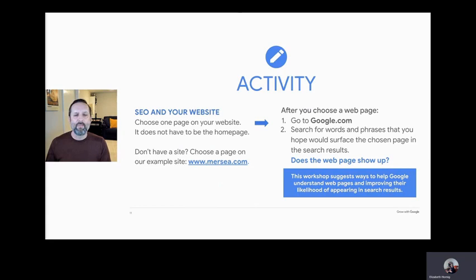Now, take a moment and review the content on your chosen web page. Next, open another browser window or tab and visit google.com. Now, think of a word or phrase that best represents the page you chose. It could be the name of the business or organization, a product name, type of service, whatever you have in mind. Once you've chosen your word or phrase, search for it on Google. Did you see your website in the search results? If you don't see it on the first page, click Next at the bottom of the page to see more results.